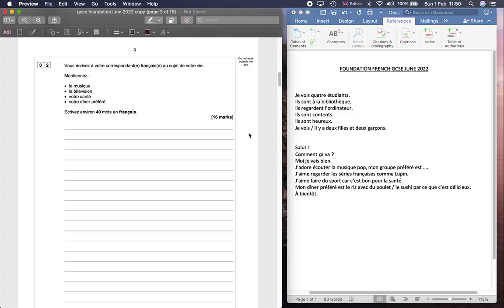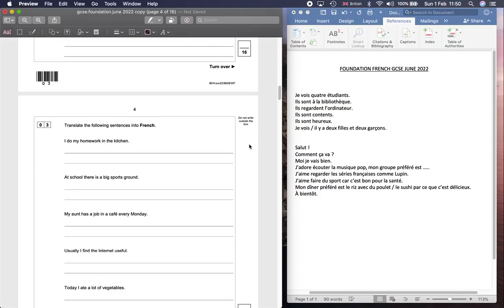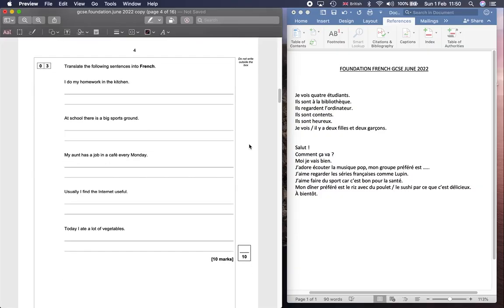So let's have a look at the next exercise. The next exercise is a translation exercise, and it says translate the following sentences in French. So let's have a look. It's basically here what they're doing. They're testing your vocabulary. They're also testing your conjugation to see if you can discern between your past, present, and future tense.